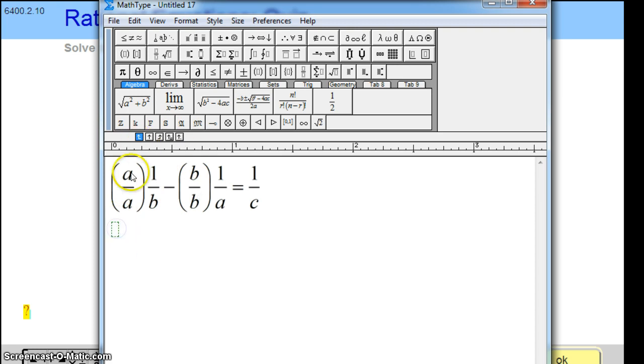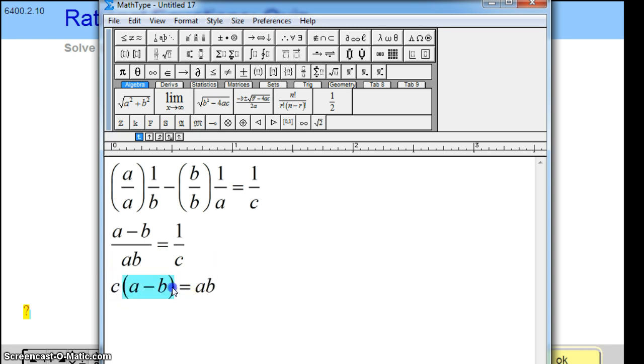And then what do we get? We get a over ab minus b over ab equals 1 over c. These have a common denominator, so you can just make them the same. Now we have something that we can cross multiply. We're not going to get c right away, but we're getting close. So let's cross multiply and see what we get. We get c times a minus b equals ab.